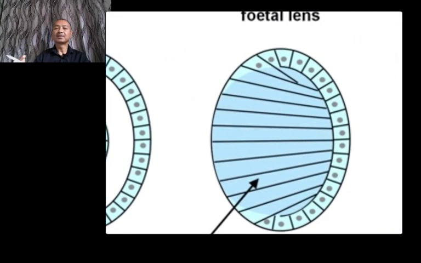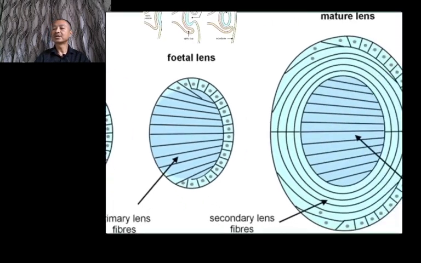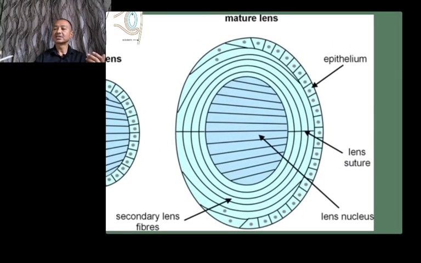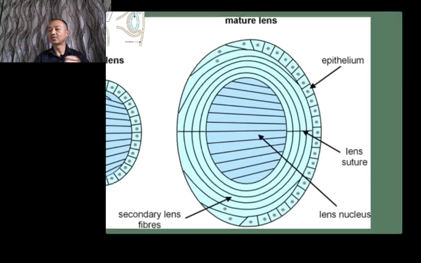Once these fibers get used up, there are no lens epithelial cells towards the posterior aspect. There are only lens epithelial cells towards the anterior aspect, nothing towards the posterior aspect. Then, when the anterior lens epithelial cells keep on proliferating, they form the lens fibers at the equator and the lens keeps on growing. We'll see how it occurs.